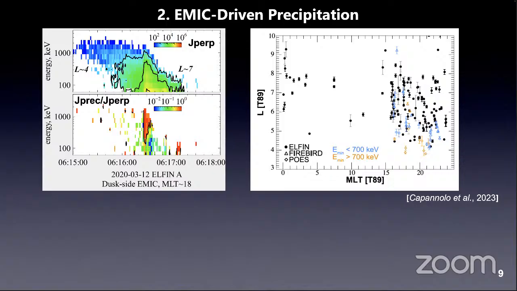So on the left is 1 orbit of EMIC-driven precipitation measured by ELFIN. Again, if we look at this bursty precipitation with very strong precipitation intensity, we can see that it is rather localized in energy, mostly around relativistic energies, close to 1 MeV. And of course, in this event, it extended to sub-MeV energies, to about 200 keV.